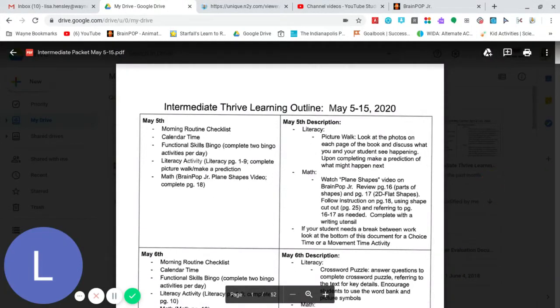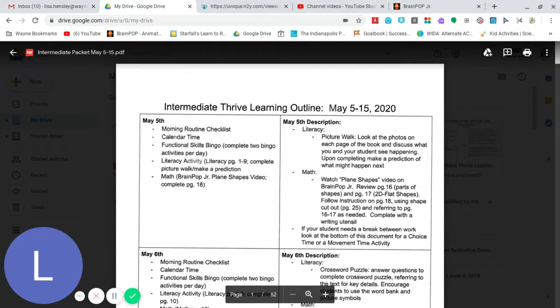Today, I'm going to walk you through the activity for math in the intermediate packet for May 5th. This is kind of a complex activity with lots of parts, so that's why I think it's really important that I walk you through what to do. Let me show you the parts that you're going to need.